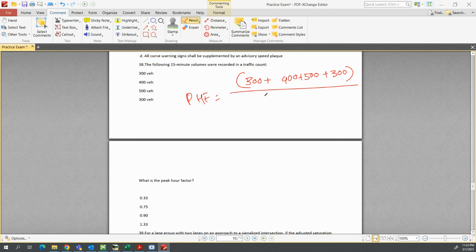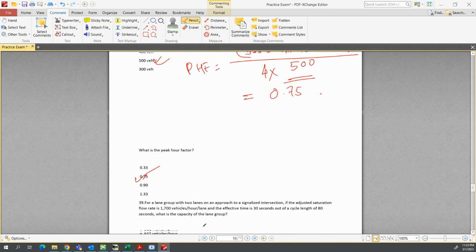So basically, then you have to divide the total volume by 4 times the maximum 15-minute volume, which is here in this case 500. Right? 500 is the maximum. So from here you will get it as 0.75. So 0.75 will be your answer.